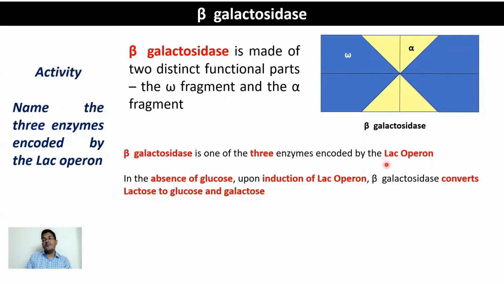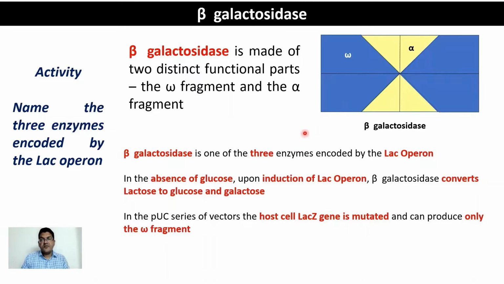These are inducible operons, that is, upon addition of specific substances, these operons can be induced to express. And specifically in conditions of less glucose, the lac operon is expressed. And when the lac operon is expressed, beta-galactosidase is one of the enzymes that is synthesized. Beta-galactosidase converts lactose to glucose and galactose.